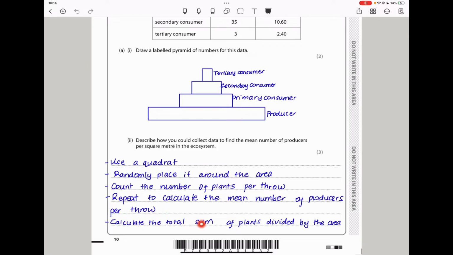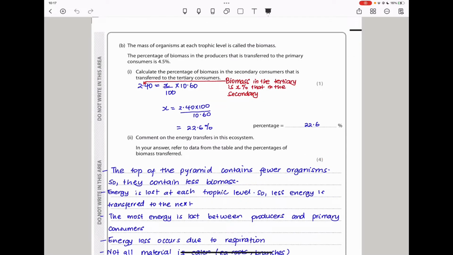Finally, we need to calculate the total sum of plants and divide that by the area in order to produce the mean number of producers per square meter as required. So here you would get 3 marks. Moving on, they say the mass of organisms at each trophic level is called the biomass. They say the percentage of biomass in the producers that is transferred to the primary consumers is 4.5%. They want us to calculate the percentage of biomass in the secondary consumers that is transferred to the tertiary consumers.